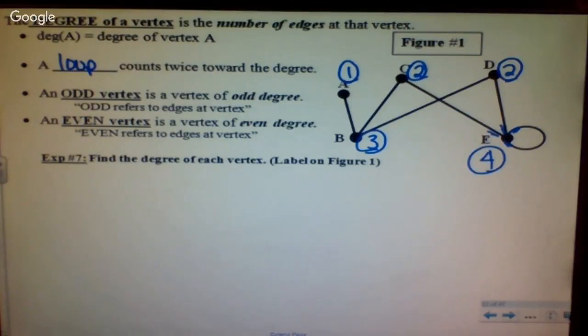Okay. We can also classify your vertices as an odd vertex or an even vertex. An odd one is just the ones with an odd degree. So your odd vertices in this graph are A and B. They don't have to have the same odd number, they just have to be odd. Even ones then are C, D, and E.